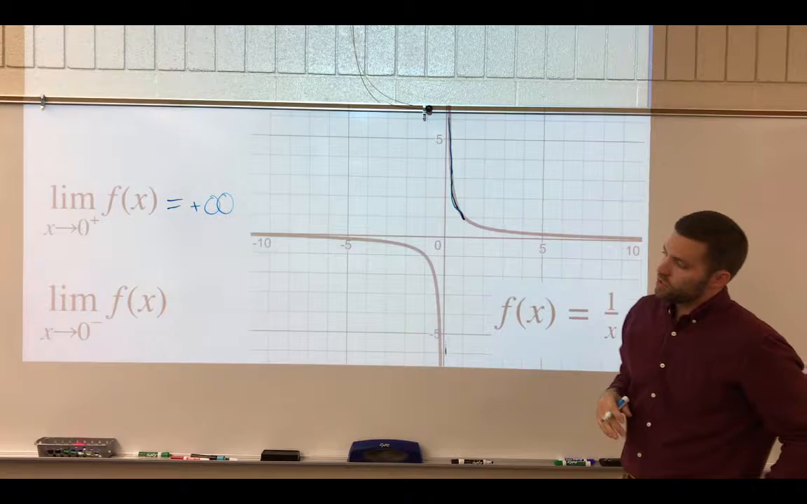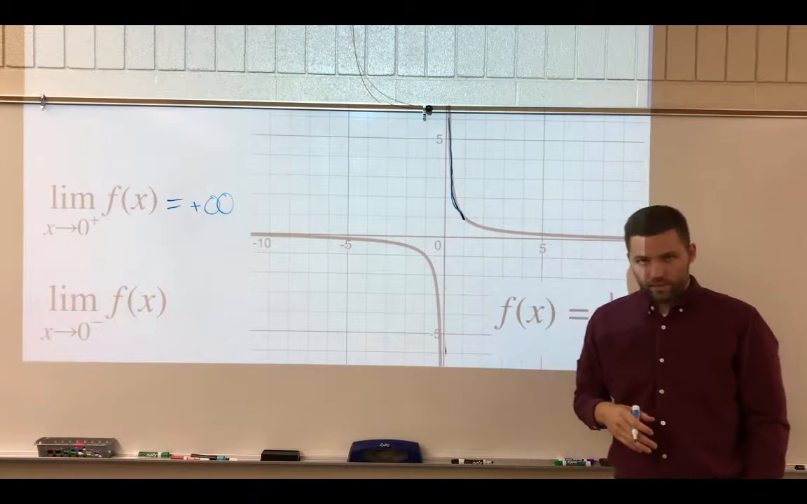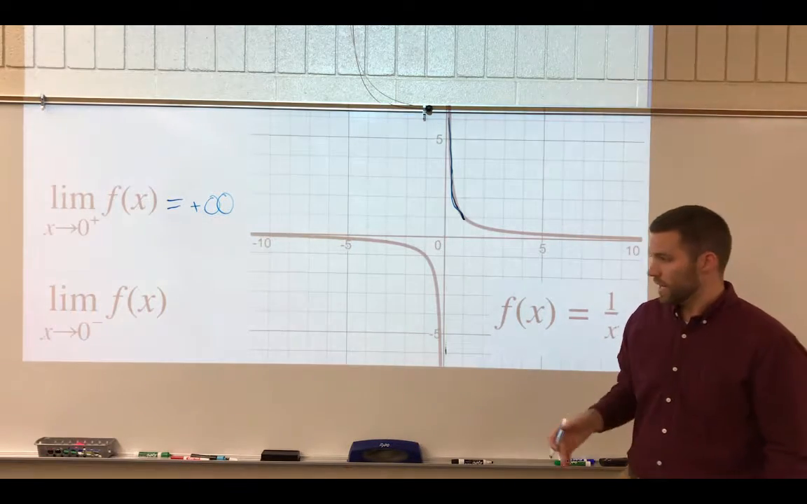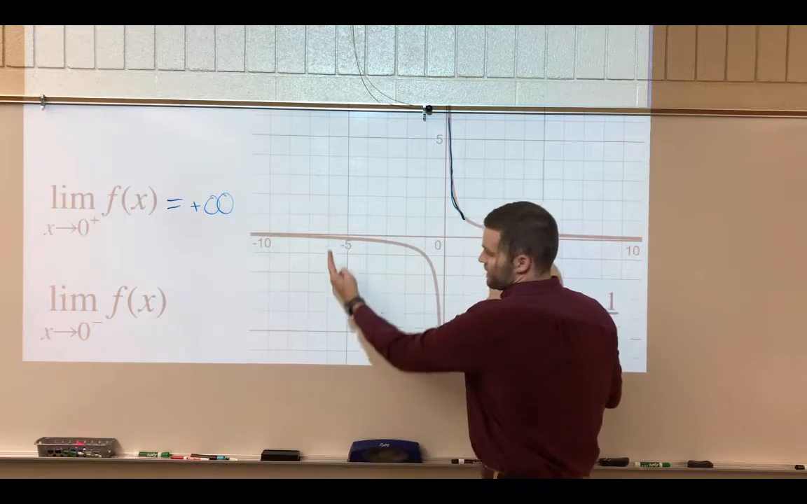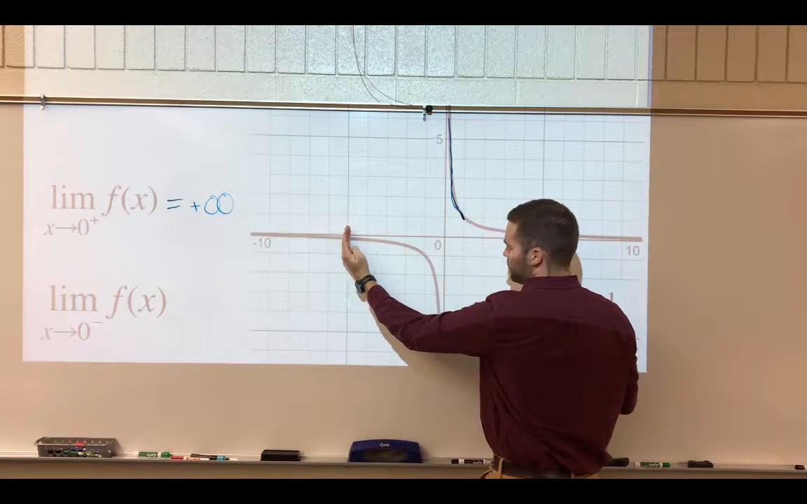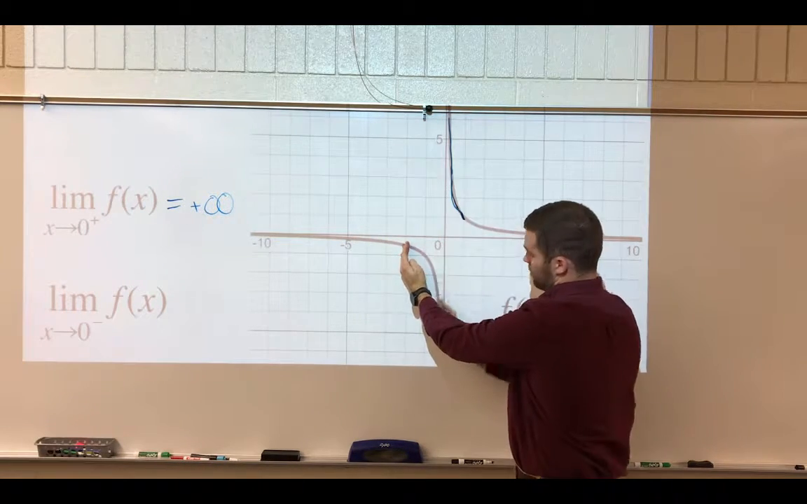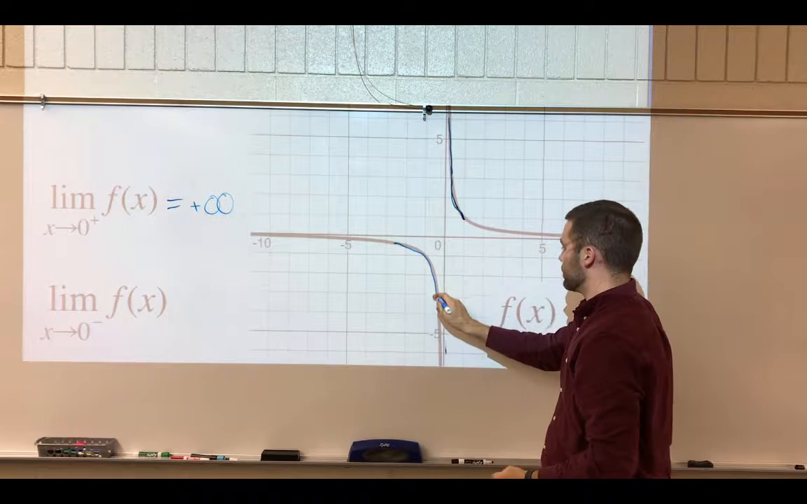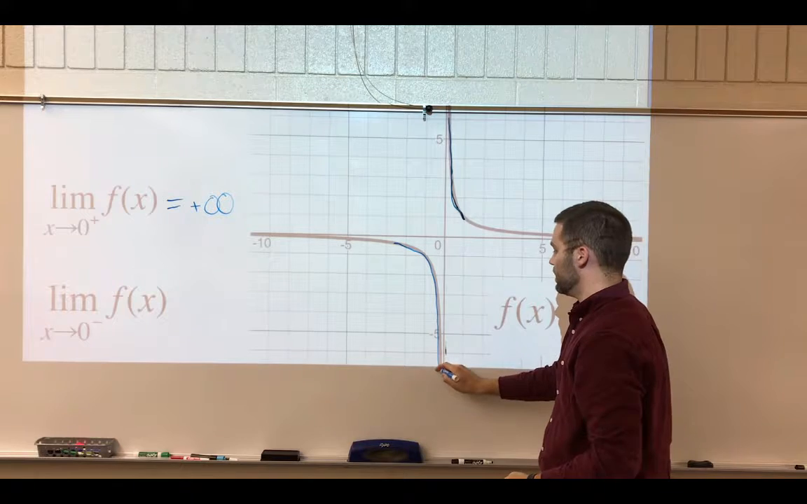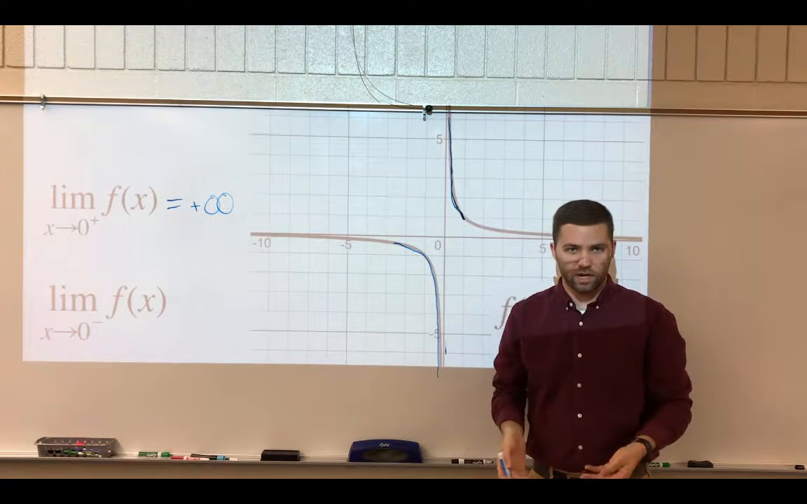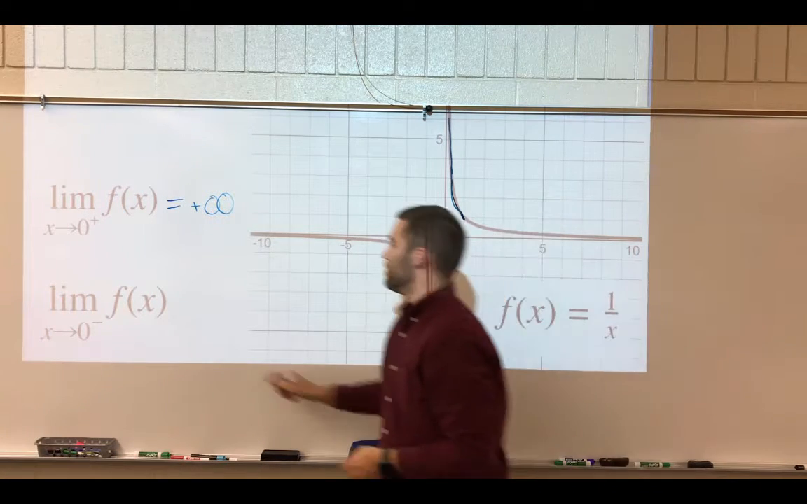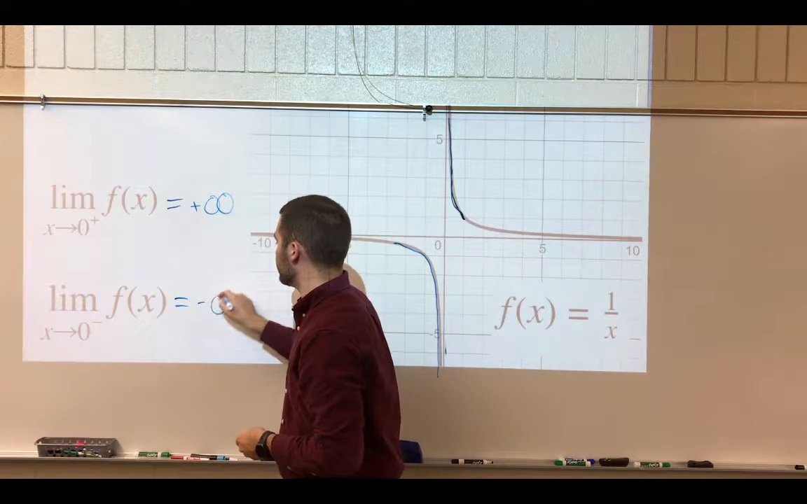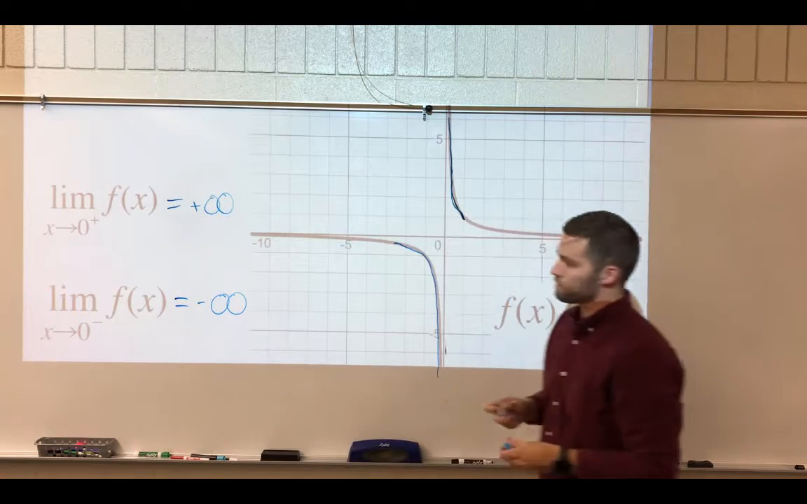The next question is, what are the y values doing as x approaches 0 from the left? So from the negative side. As we get closer and closer to x equals 0, what are the y values doing? Well, they're approaching negative infinity. They're going to go down forever, okay? So we can write that they're approaching negative infinity, okay?